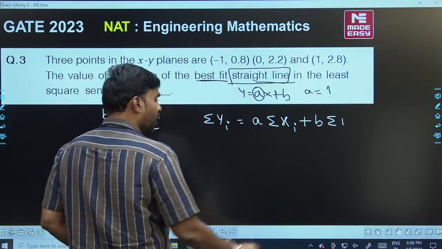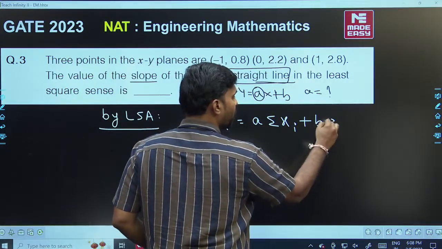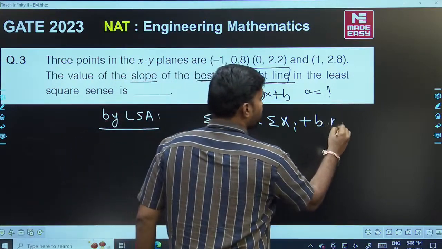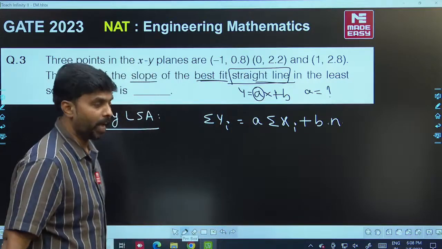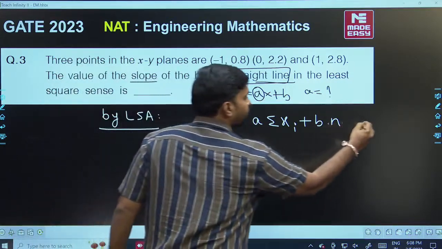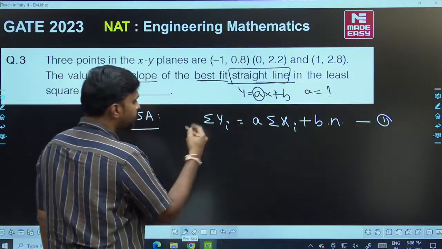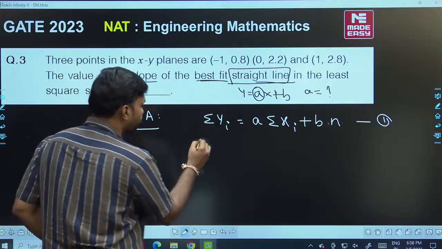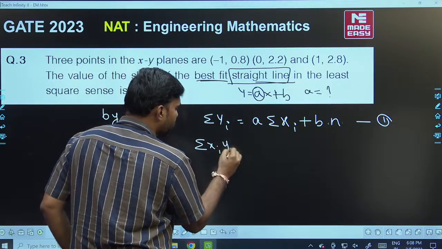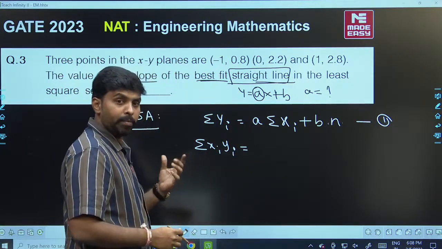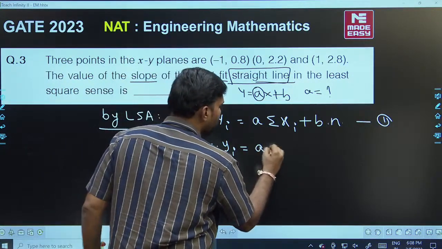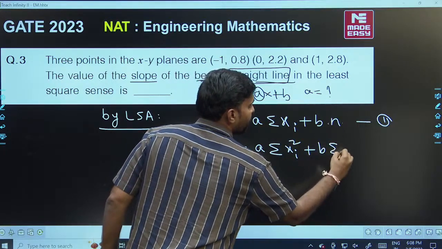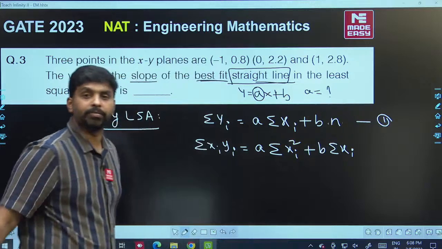So summation 1 can be understood as the number of observations, that you can take as n. Let me call this equation 1. The second equation is obtained by multiplying by x on both sides, so then you get another equation. These are the tricks I use to remember the formula. Those who have attended the classroom can easily remember this formula.